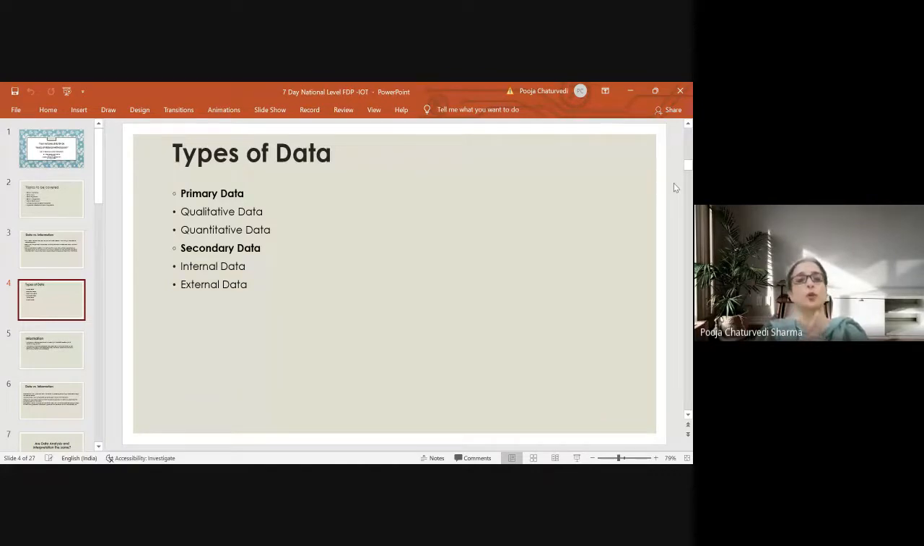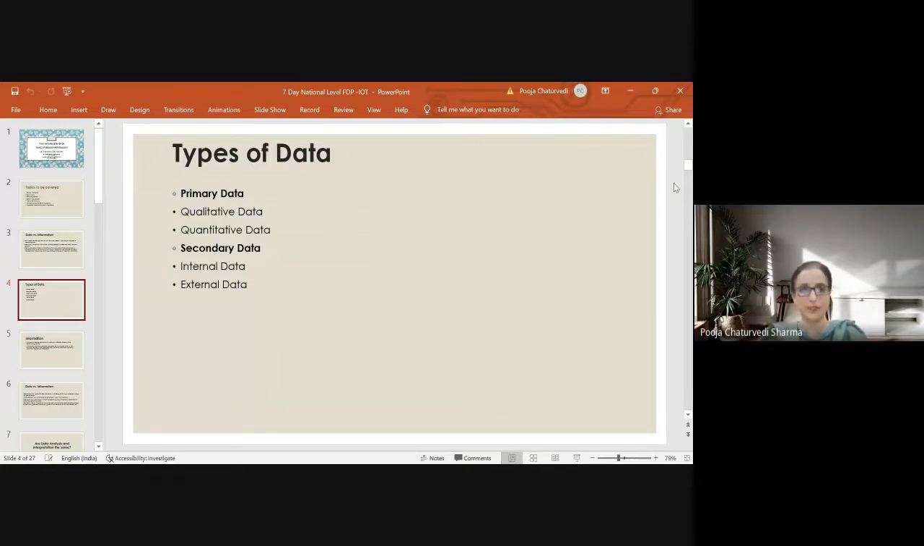So always make sure that whether you work on qualitative data or quantitative data, eventually you convert everything to numbers, because people are more able to relate to numbers as compared to open-ended statements, right? Okay, let's move to the next, secondary data.